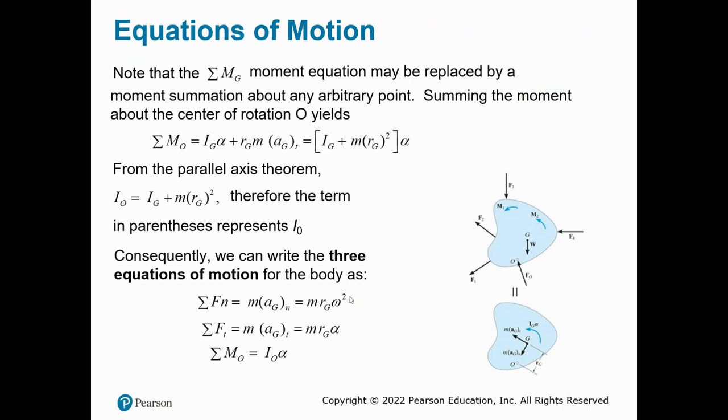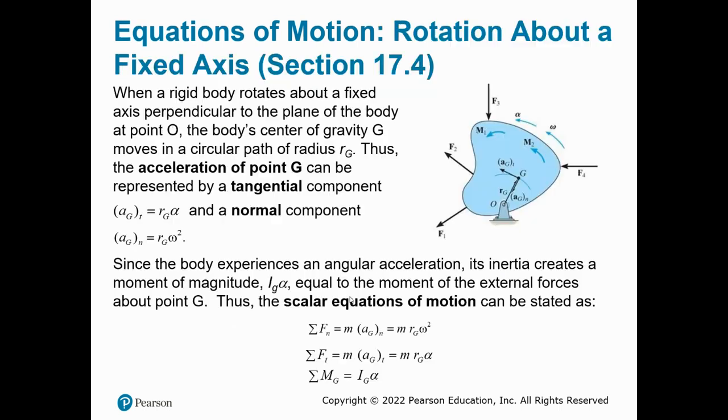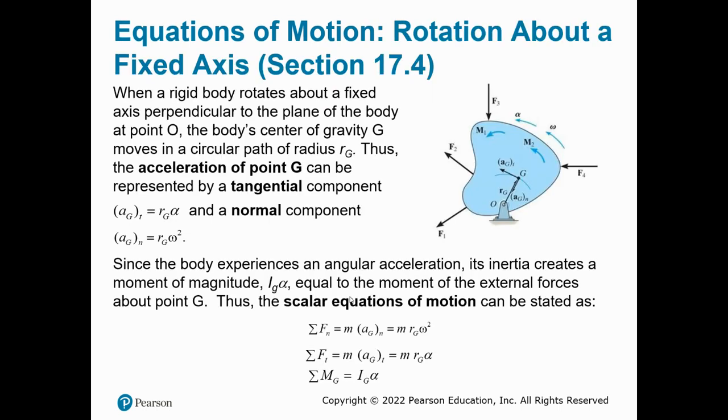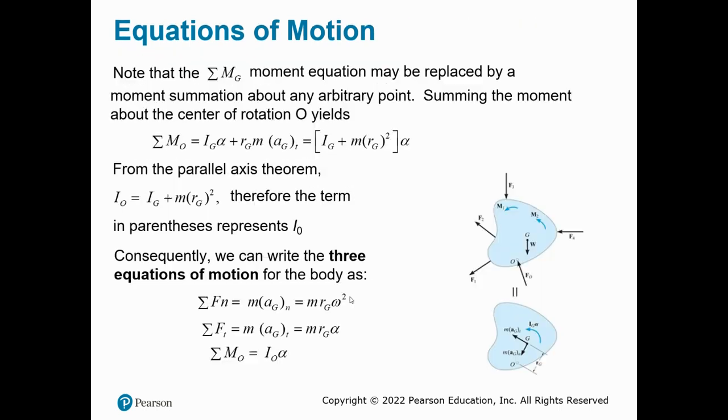Now, if we look at it about point O, we can write the three equations of motion as well. About point O, you have Fn, the same thing: Fn equals m AGN, which is m RG omega squared. This is the same as if it's about point G. And then Ft will be m AGT, which equals m RG alpha. But about point O, you have IO alpha, whereas about point G, you have IG alpha.